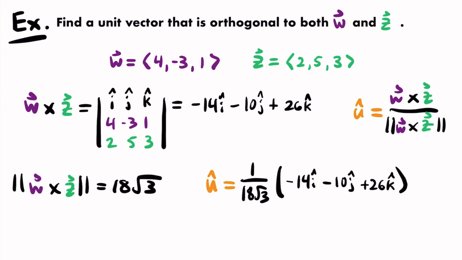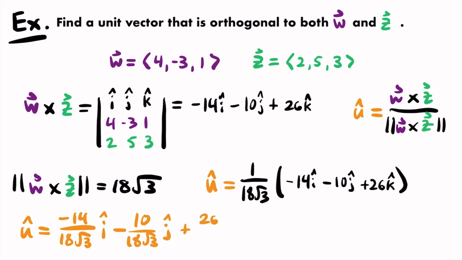And so if we do that, if we distribute this value through this quantity and multiply it by each of these terms, we will find that the unit vector is equal to negative 14 divided by 18 square roots of 3 times i minus 10 divided by 18 square roots of 3 times j plus 26 divided by 18 times the square root of 3 times k. All right, now you could leave it in this form, I guess, if you wanted to, but we can reduce each of these components by a factor of 2, right? 14 and 18 are both divisible by 2, 10 and 18 are both divisible by 2, and 26 and 18 are both divisible by 2.